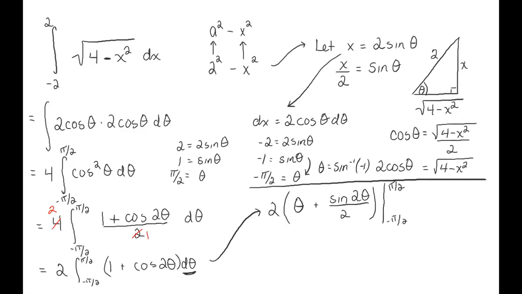So I've got 2 times pi over 2 plus sine of negative pi over 2, positive pi over 2, minus negative pi over 2 plus the sine of, this time, negative pi over 2. But nicely, the sine of any multiple of pi is 0. So this term's 0, this term is 0.